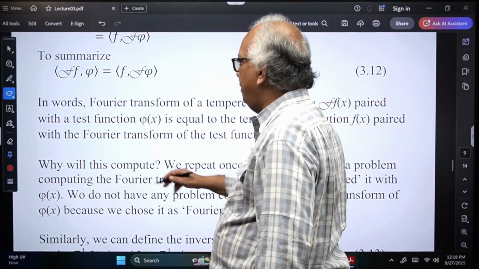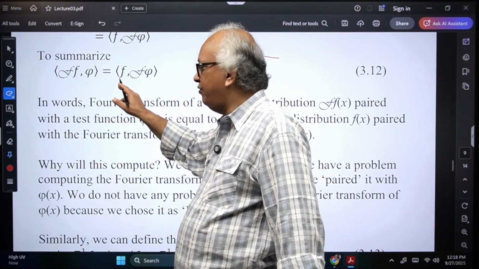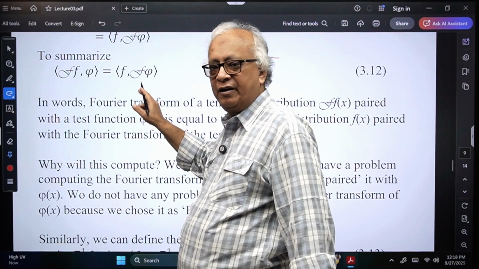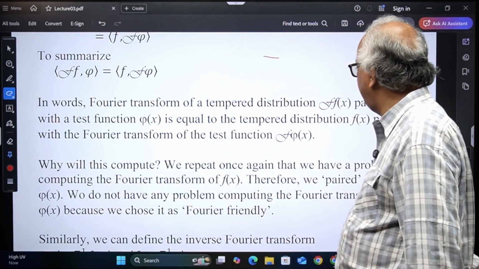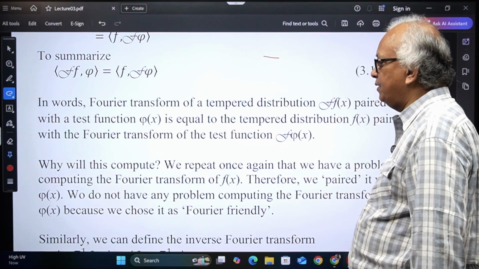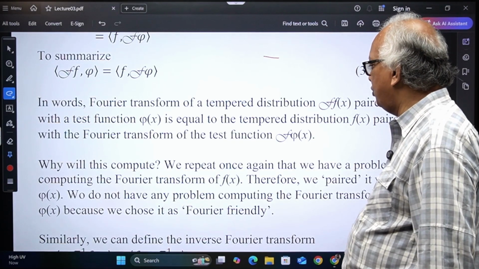Fourier transform of f paired with phi is f paired with Fourier transform of phi. Great achievement. In other words, Fourier transform of the tempered distribution f x paired with the test function phi is equal to tempered distribution f x paired with Fourier transform of phi.